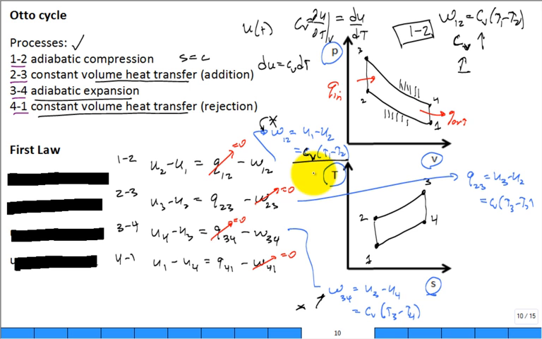All right, so the same thing is down here. And then the last one, Q4-1, is equal to U1 minus U4. And if you use constant specific heats, that's Cv (T1 minus T4). With that, I'm going to go ahead and stop. We'll pick up there next time.